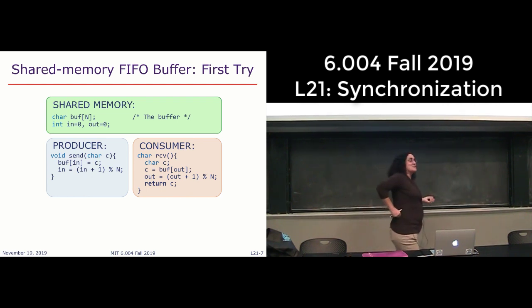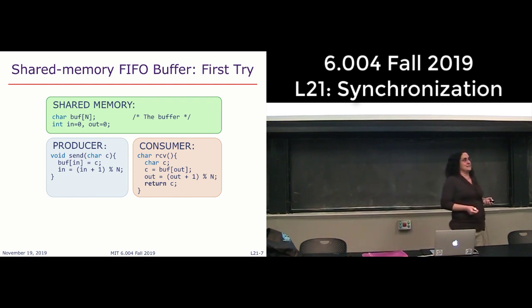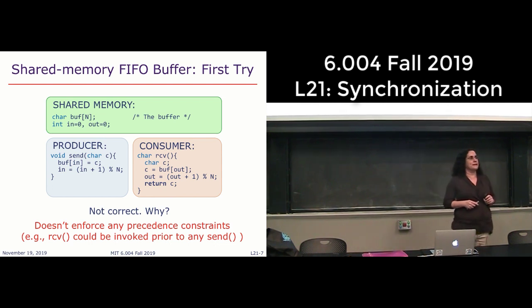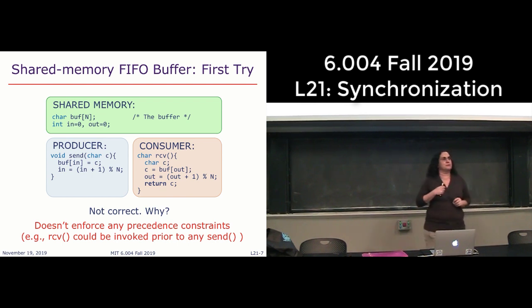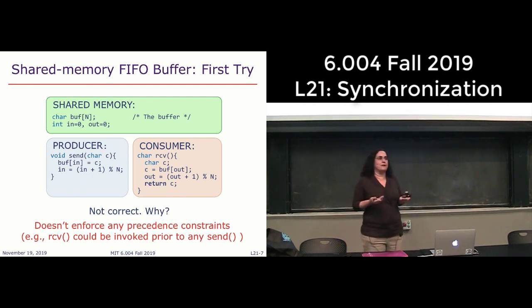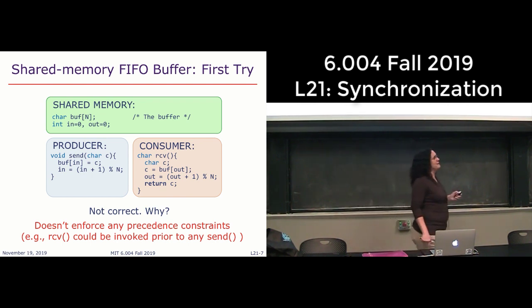Because I haven't actually taken care of any of the precedence constraints, right? There's nothing that's preventing this piece of code from, say, having the consumer receive a character before the producer ever produced one, right? So we need to have a mechanism of specifying these precedence constraints in our code. So how do we do that?